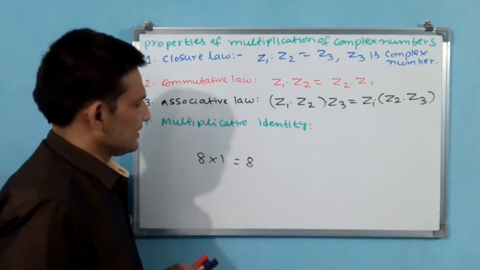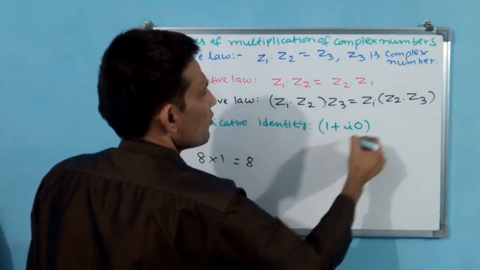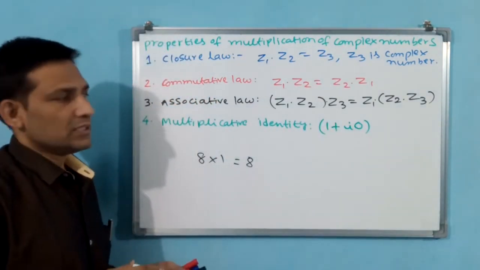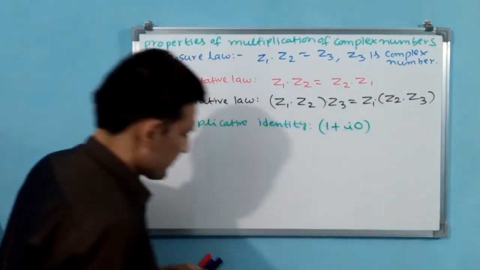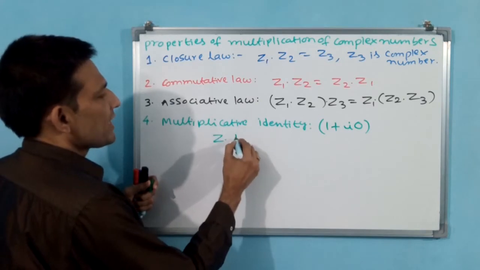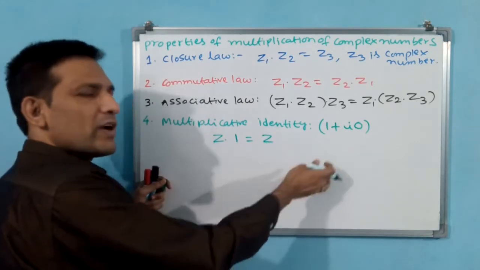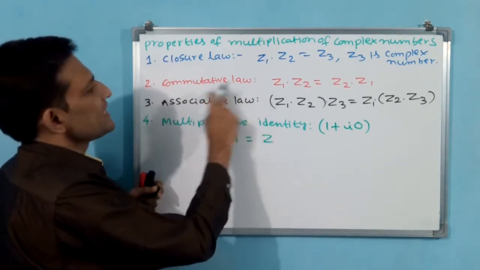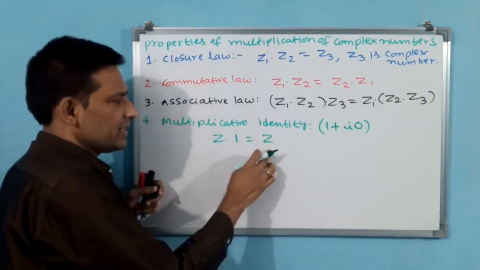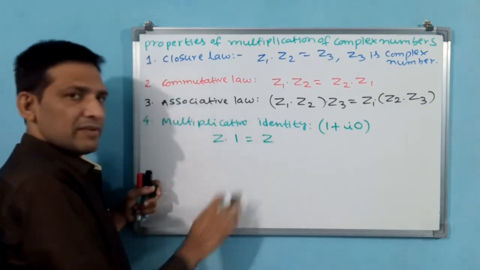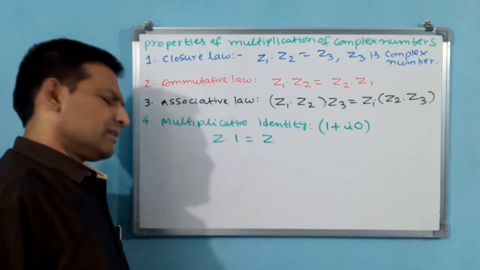You write it like this: 1 plus i0. Don't forget to keep the imaginary part 0. 1 plus i0 is the multiplicative identity. Why? Because z into 1 is equal to z, and we need not write again that it is equal to 1 into z. Why? Because we have already written the commutative law: z1 into z2 is equal to z2 into z1. That means if z into 1 is equal to something, then 1 into z is also the same thing, so z into 1 is equal to z.